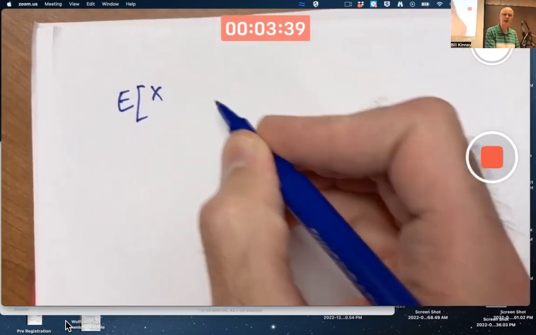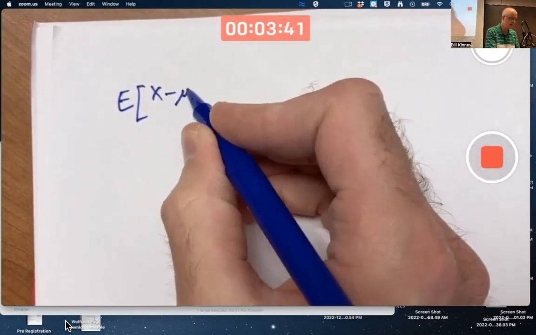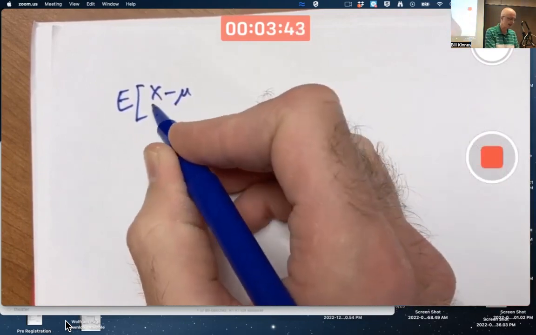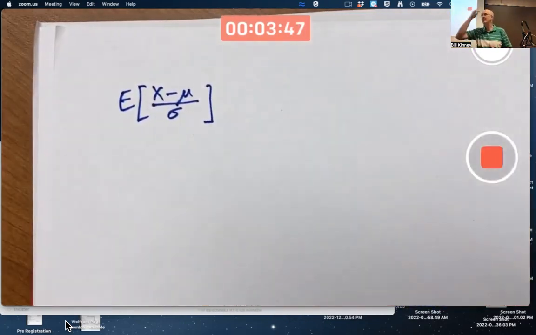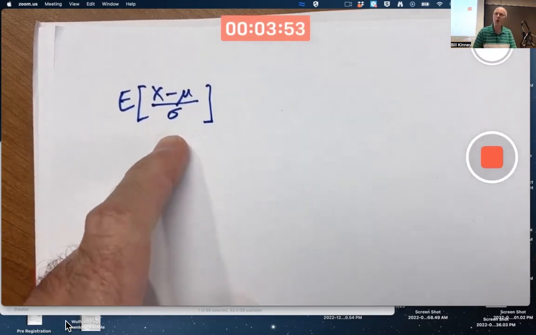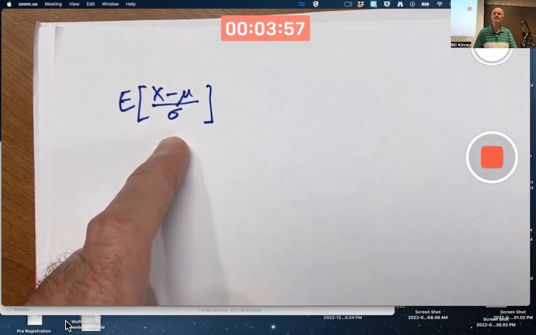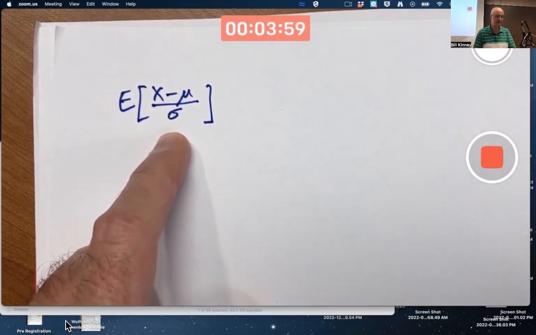If you take a random variable x with mean mu, subtract it, and standard deviation sigma, divide by it, you should be able to use properties of expected value to verify that the mean of this transformed random variable is 0. How? Yeah, again, use properties of expected value.